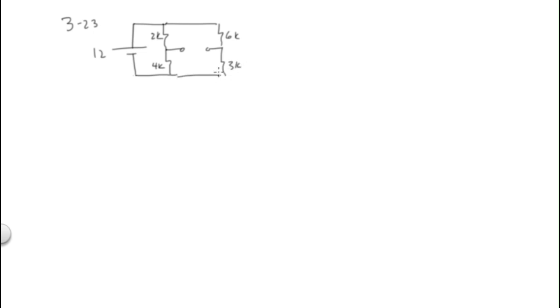Alright, so what's VA? It is equal to 4 over 4 plus 2 times 12, or 8. What's VB? 3 over 3 plus 6 times 12, or 4. So VAB is equal to 4. Okay. Now, what is R Thevenin?